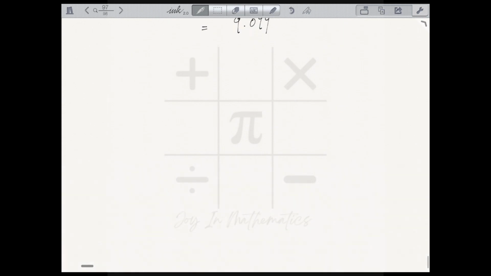One more example. Integrating from pi over 4 to pi over 2 of 3 sine 2x minus 2 cos 3x dx. Now we know that our upper limit is pi over 2 and our lower limit is pi over 4. Then we'll be expected to integrate 3 sine 2x, likewise 2 cos 3x.